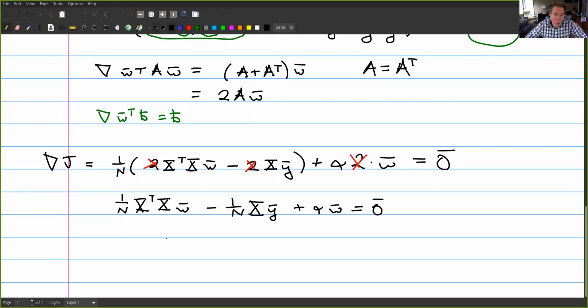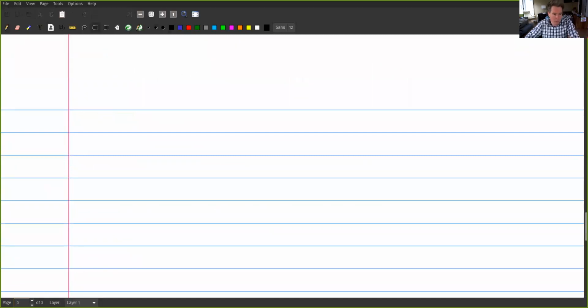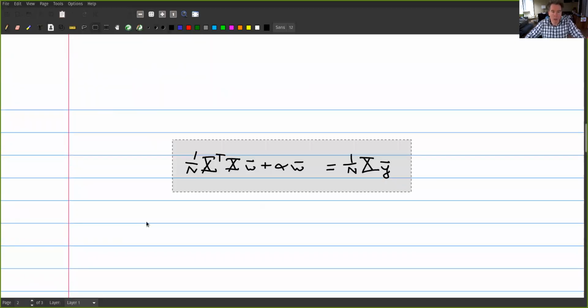So let's put these W's together. You get 1 over n X transpose X W. Sorry about my daughter squealing in the background if you can hear that. Plus alpha W is equal to 1 over n XY. All right, so let's copy this and take it with us to the next page. Okay, so here we were.